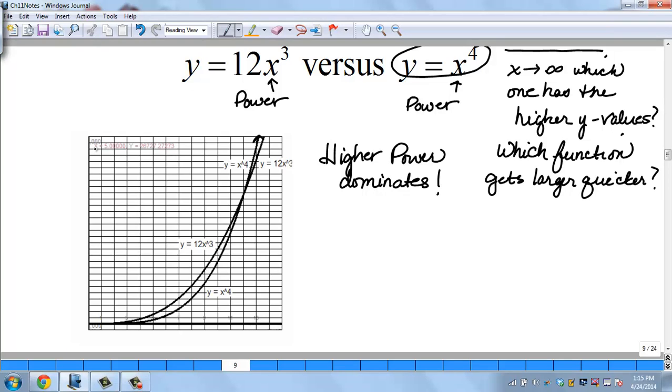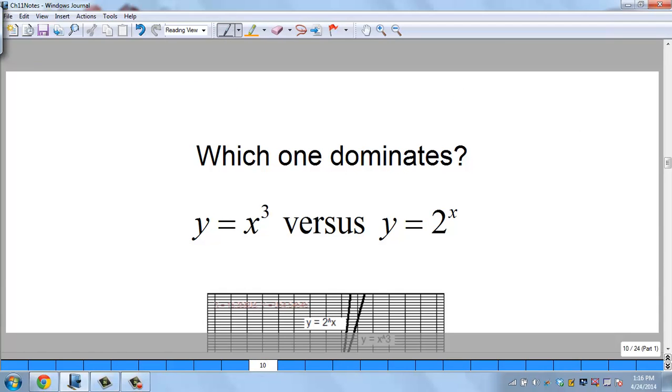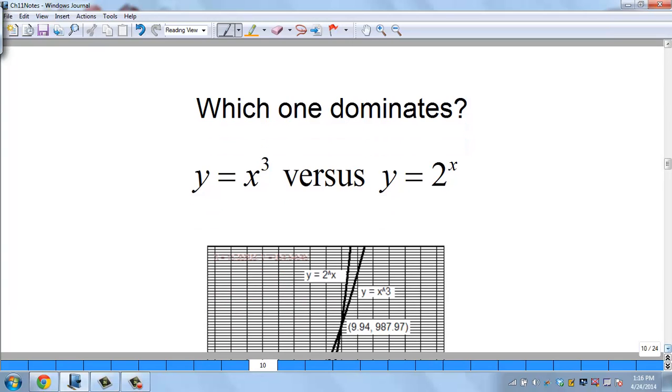But I did have someone one year say, oh, Mrs. Pond, no it doesn't. And it doesn't show right off the bat, but the larger you make the window and you keep making it bigger and bigger, you will see that this function, y equals x to the fourth, will dominate over 12x cubed. Even though the 12 is there, it doesn't matter. It's just because the other power is higher, it just gets larger quicker. It doesn't matter.